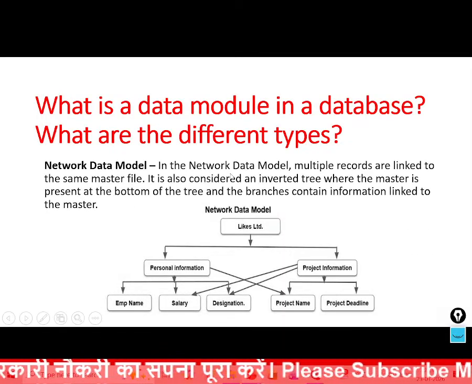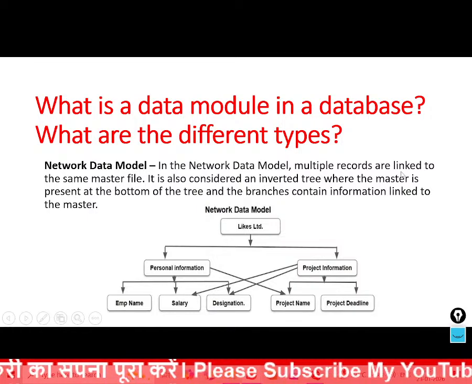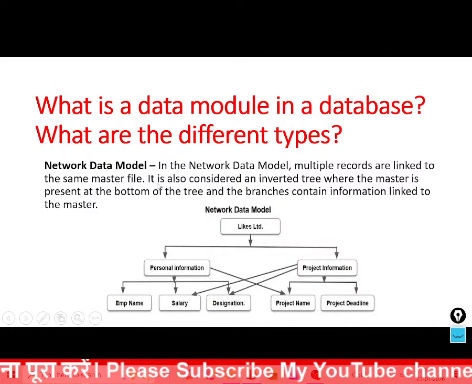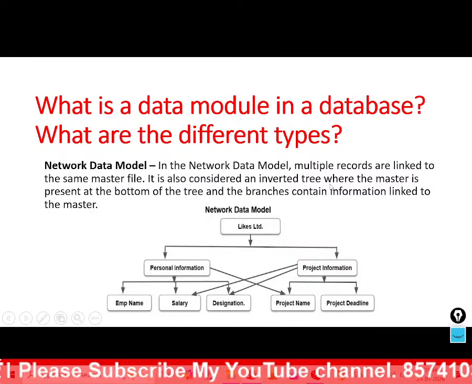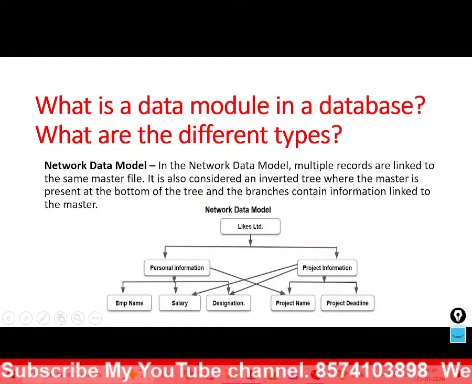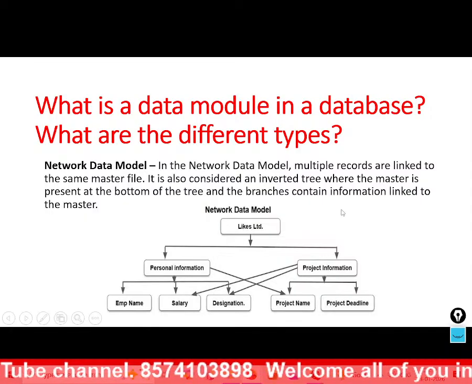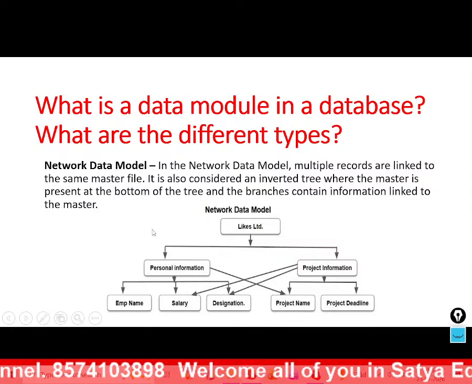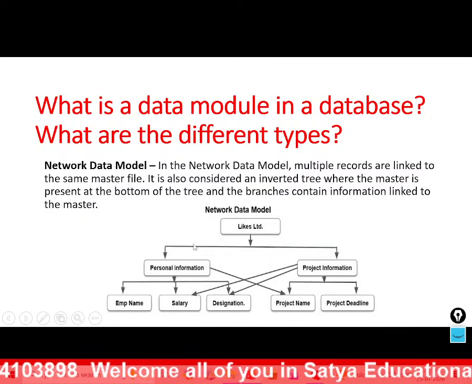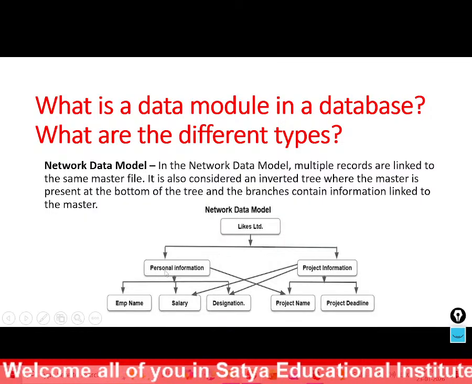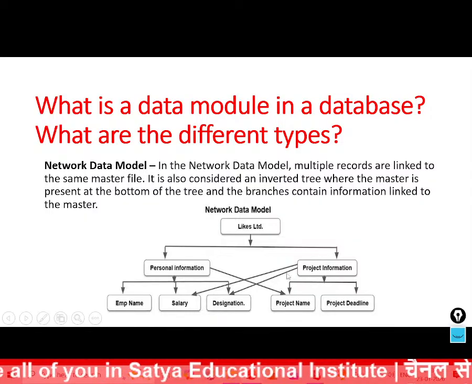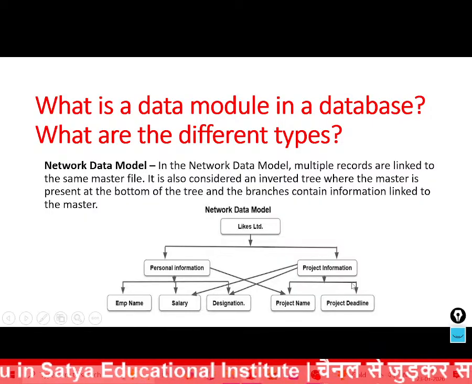Next is the network data model. In the network data model, multiple records are linked to the same master file. It is also considered an inverted tree where the master is present at the bottom of the tree and the branches contain information linked to the master. The network data model looks like links: personal information, then project name, these are interconnected to each other.